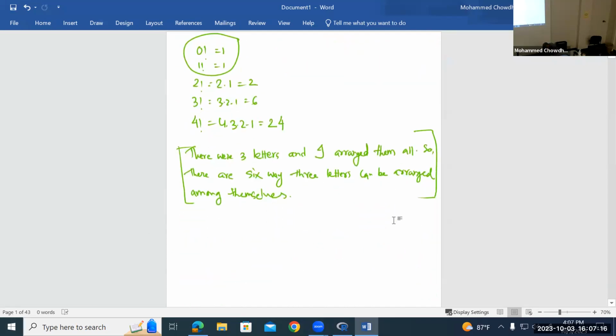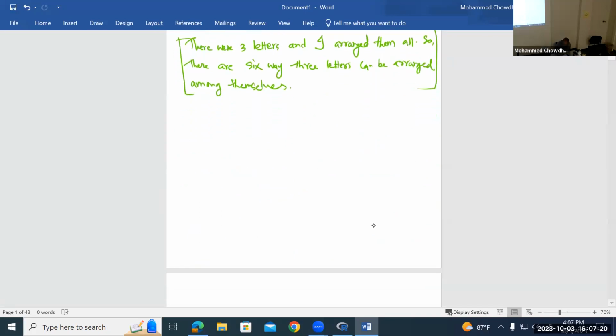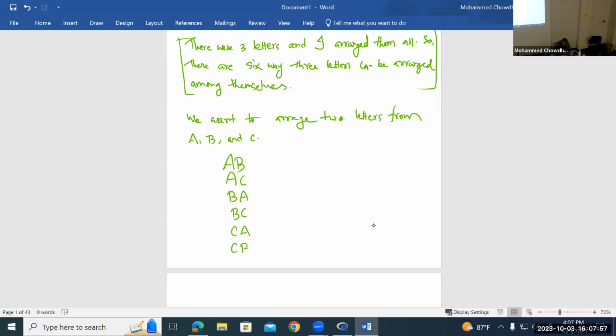Now I want to show you another thing. We want to select and arrange 2 letters from A, B, and C. How many ways can 2 letters be arranged? AB, AC, and then BA, BC, then CA, then CB. Right? Can you get any other arrangement? No, right? So 3 permute 2.